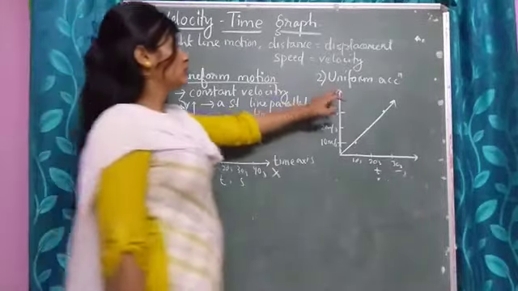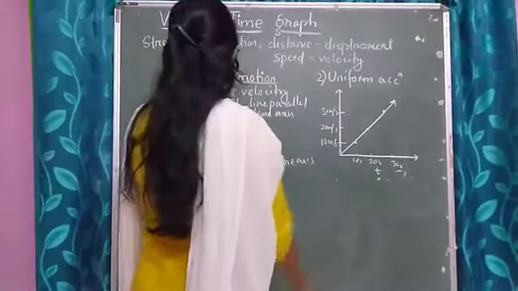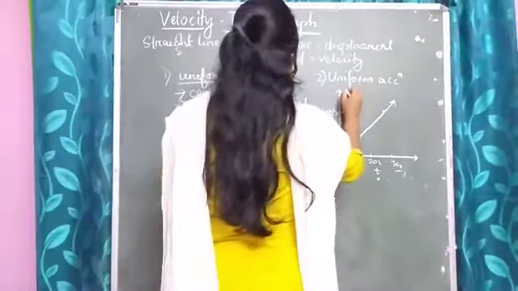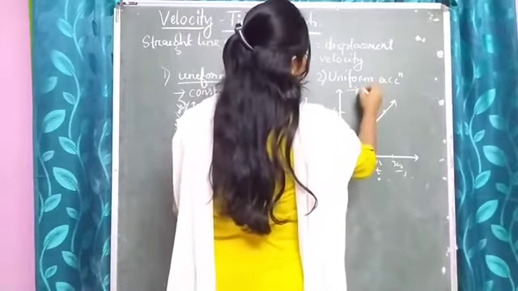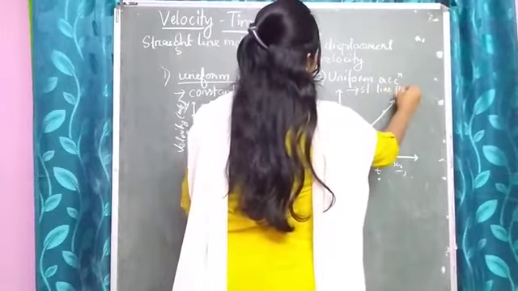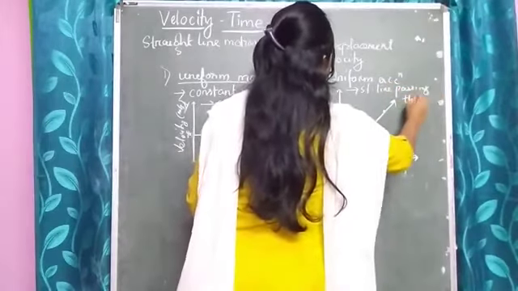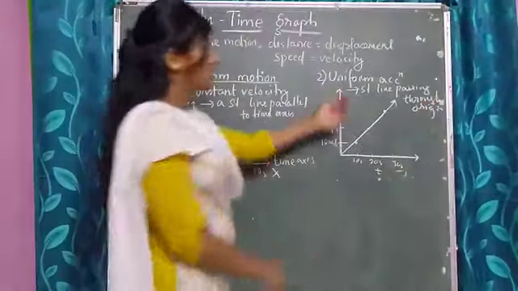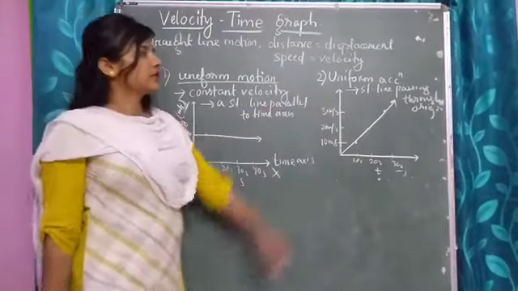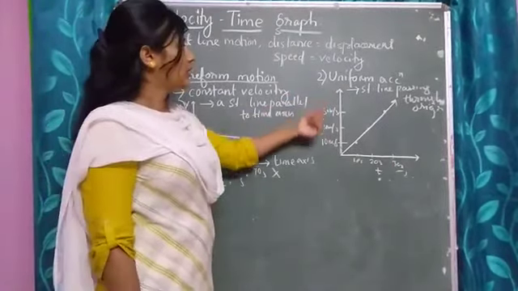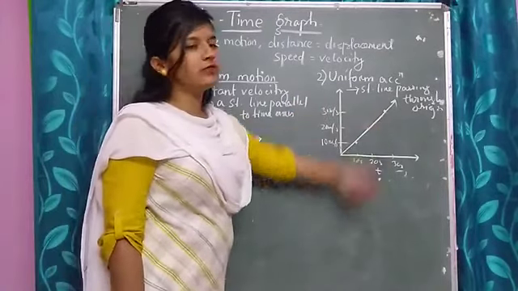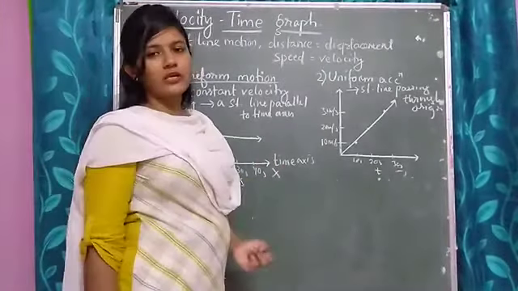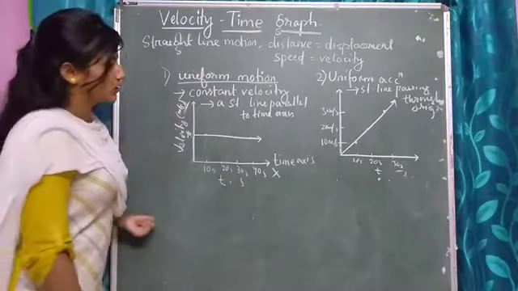As we know, in case of uniform acceleration, the velocity will increase with equal intervals of time. So the nature is a straight line passing through origin. Uniform acceleration means acceleration will remain constant, when velocity will increase equally in equal intervals of time. So these are the two cases which are in our course.